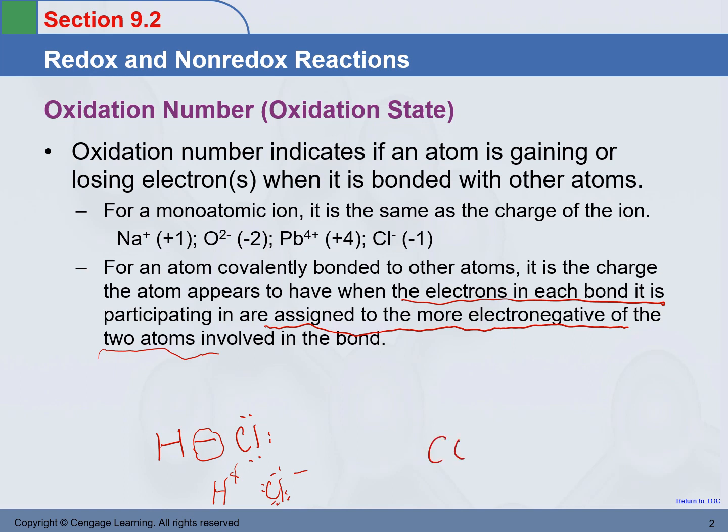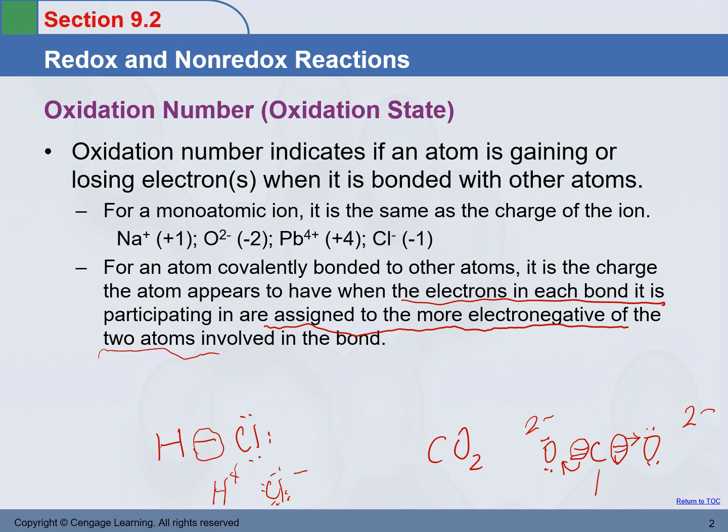Let's look at a different scenario. Carbon dioxide. Well, the Lewis structure of carbon dioxide. Now, in this case, oxygen is more electronegative than carbon. So let's assign all the shared electrons to oxygen. These 4 go to oxygen, these 4 go to oxygen. When that happens, it appears that oxygen is carrying a 2 negative charge.